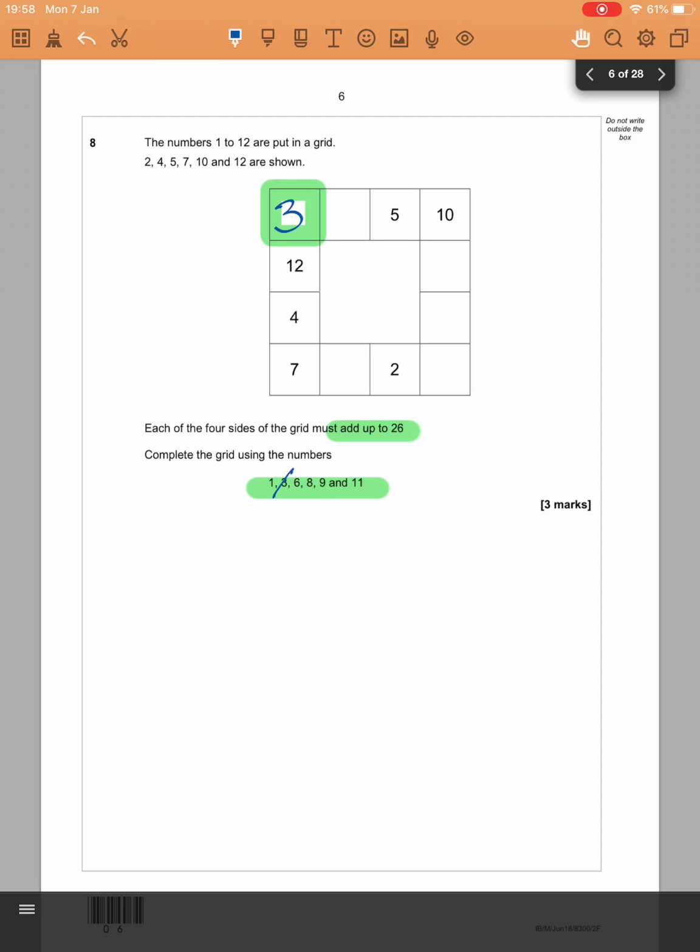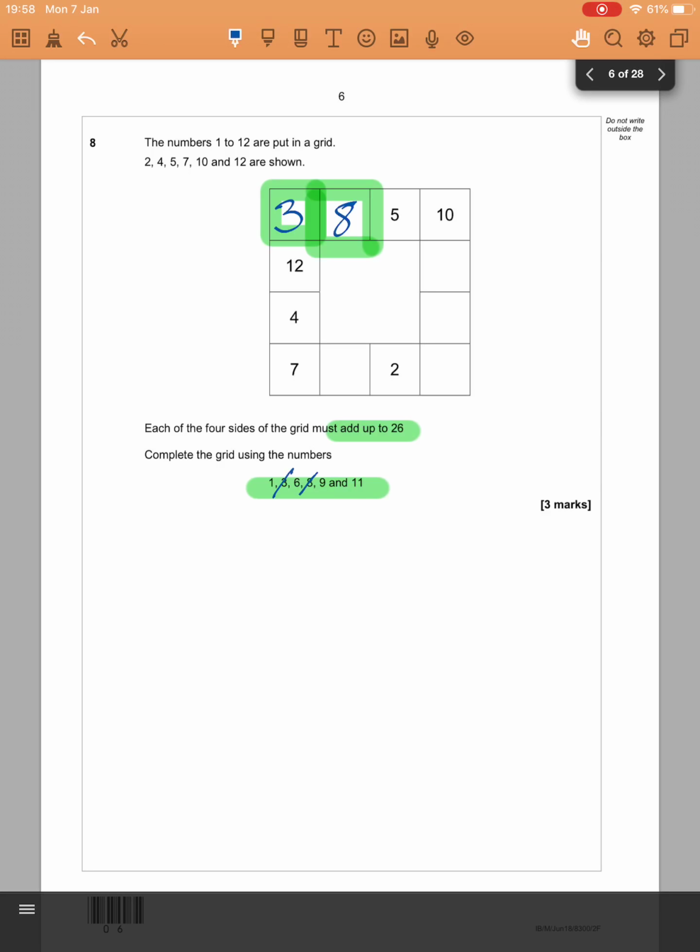And that leaves us with this square, because we now have 3 numbers on this top row. So 5 and 3 is 8, and 10 gives us 18. It's got to add up to 26 altogether. So what would you add to 18 to get 26? Well, you'd be adding 8. So 8 has got to go in there, and we can cross 8 off our list.